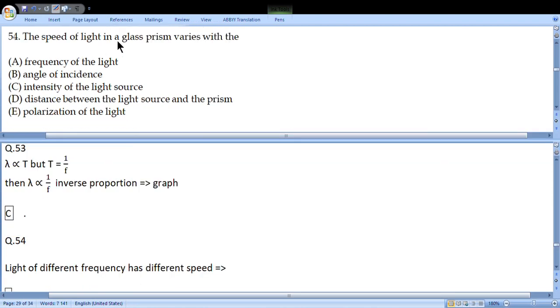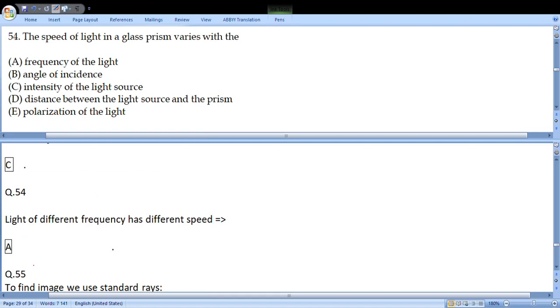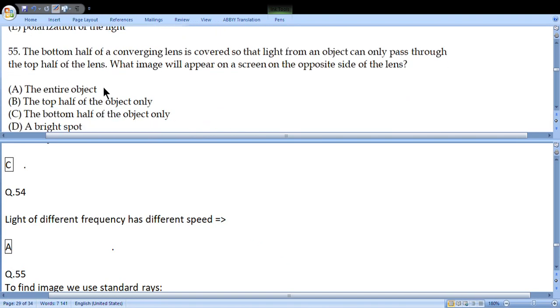The speed of light in a glass prism varies with the, remember, frequency. Depends on frequency. Light of different frequency have different speed.